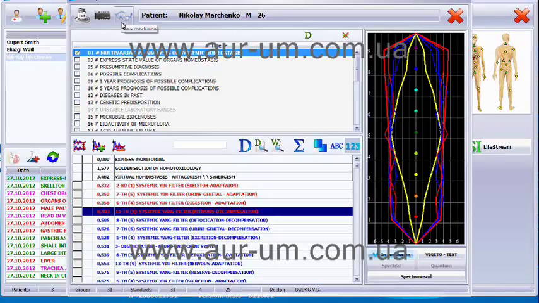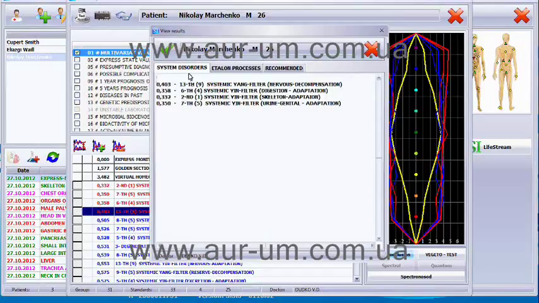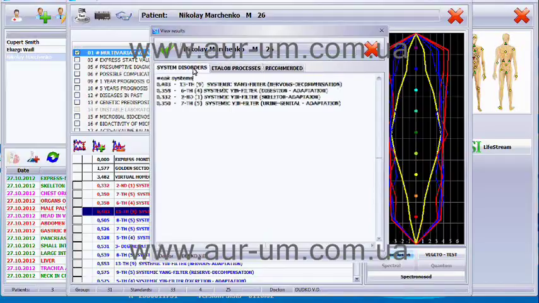We can see the conclusion at any moment by pressing the eyeglasses, the View Conclusion button. Here in the System Disorders part, we see the weak systems that we recorded. Let us manually write down that these are weak systems. To save changes, we press the green Accept Changes button. The second and third parts of the medical conclusion will be ettalon processes and recommended activities.